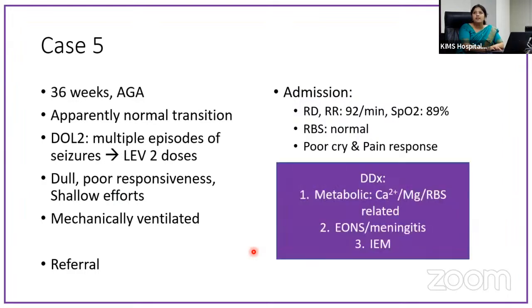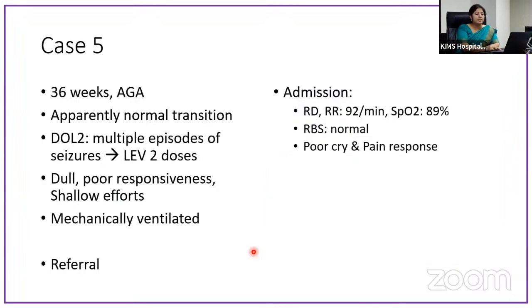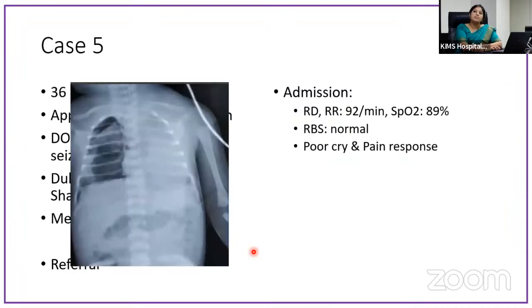So, our neonatologists were considering differential diagnoses like metabolic disorders, hypoglycemia, hypomagnesemia, hypocalcemia, early onset neonatal sepsis, meningitis, or an IEM in a child who presented with seizures followed by encephalopathy. Now, because the child is mechanically ventilated, has respiratory distress, and is not maintaining saturation, an X-ray was done. What we see in the X-ray is that there is an entire whiteout of one side of the lung. The mediastinum seems to be shifted towards the right side.